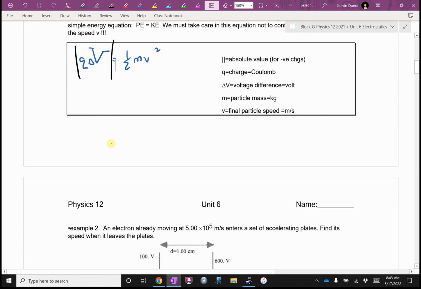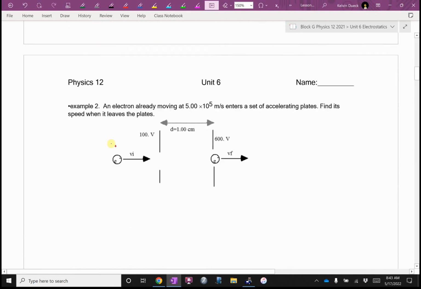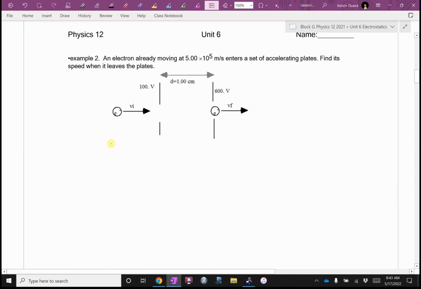What if the electron is already moving or the proton is already moving? Okay, an electron already moving at 5 times 10 to the 5th. Did I go too fast?